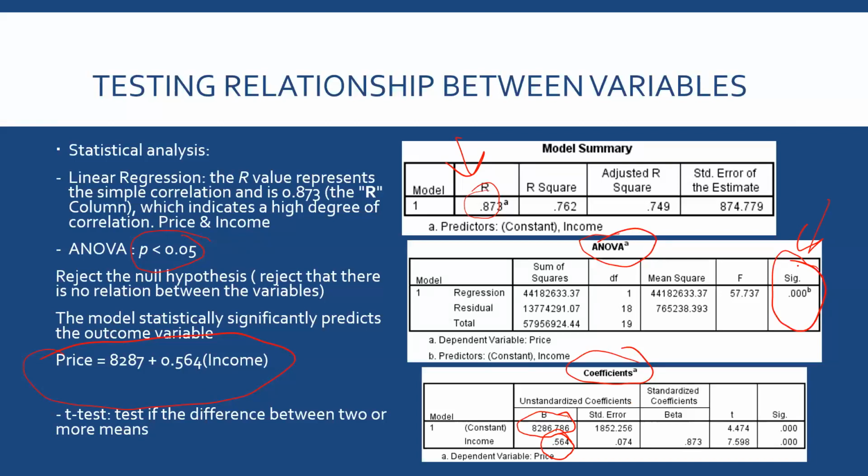Are there other tools that we could use? Absolutely. The t-test, for example, is another test that we could use. The t-test tests the difference between two or more means. So for ANOVA and linear regression, we tested if there is a relationship between two variables. For the t-test, we find if there is a difference between two or more means. That's for the t-test.